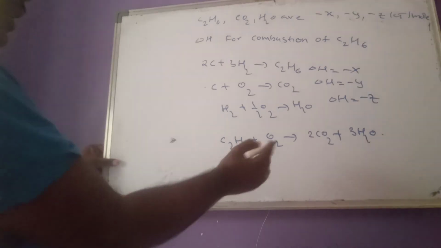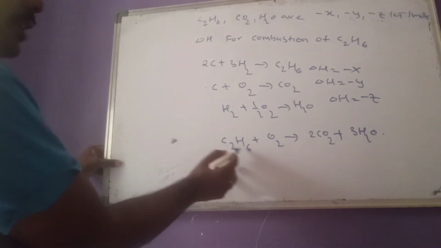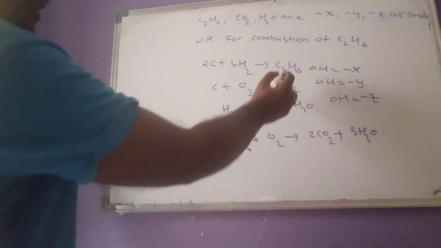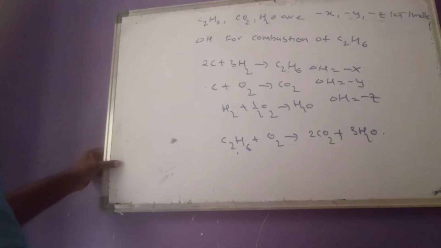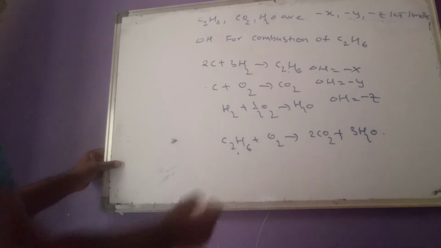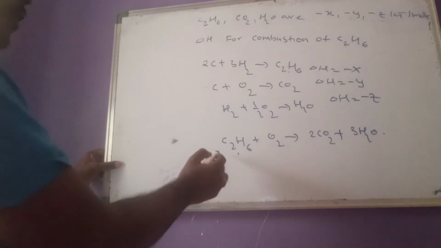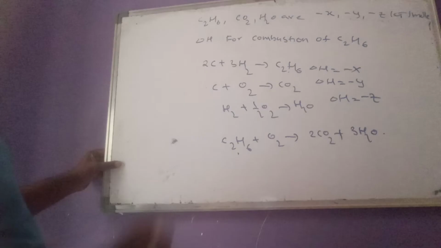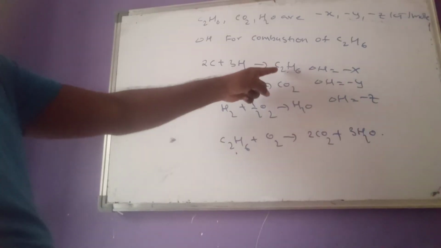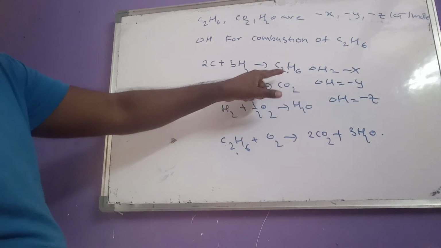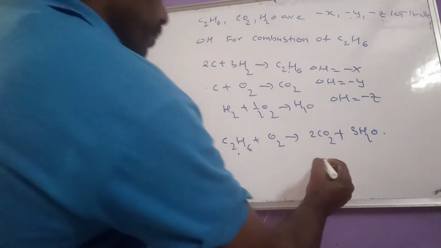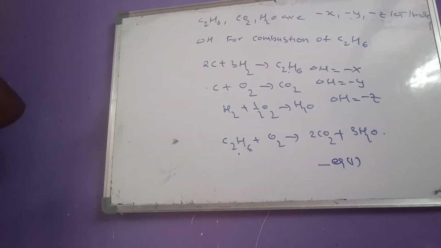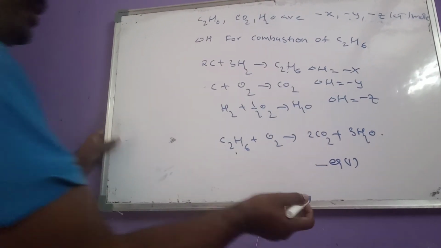In the required equation, C2H6 is on the left-hand side, but in the given equation 1 it is on the right-hand side. To move it from right to left, we have to give a minus sign to ethane. That means equation 1 should be subtracted, so I am writing minus of equation 1.